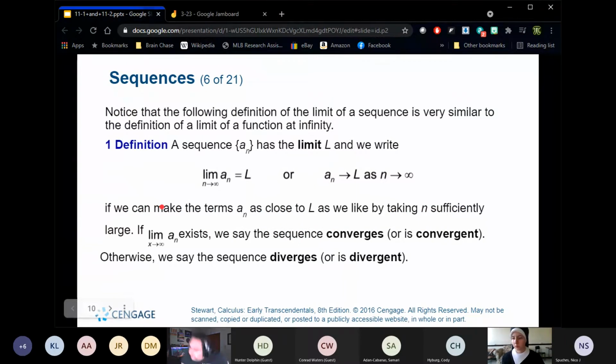So if I can make it go to a specific value, I have a limit, and we say that it converges. It doesn't necessarily have to converge to 1. It can converge to 2. It can converge to 0. It can converge to a lot of different values. If it goes to infinity, we say the sequence diverges or is divergent. So those two terms that you're going to hear a lot when we're looking at the terms, because that's really our goal is to figure out if the sequence is divergent or convergent when we're looking at them.